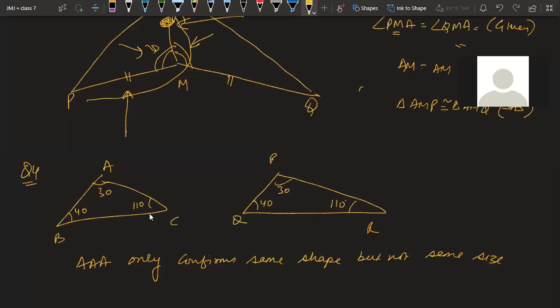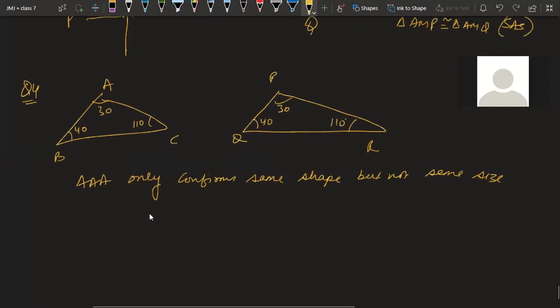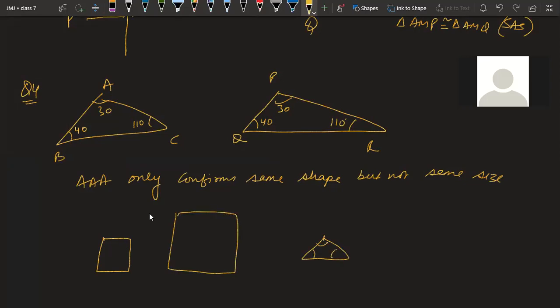Yes, because if angles are same, size can be different. We have seen already the cases of square and equilateral triangle. We have seen a small square and a larger square, they all have same angles. An equilateral triangle and a larger equilateral triangle have same angles, but they are not congruent. They are similar only. Yes.